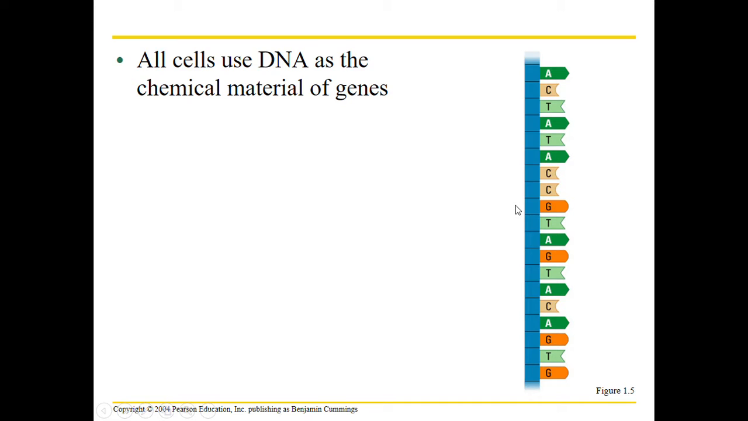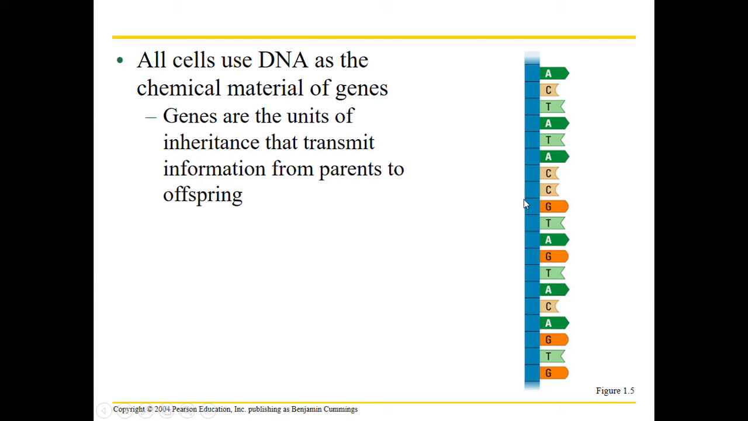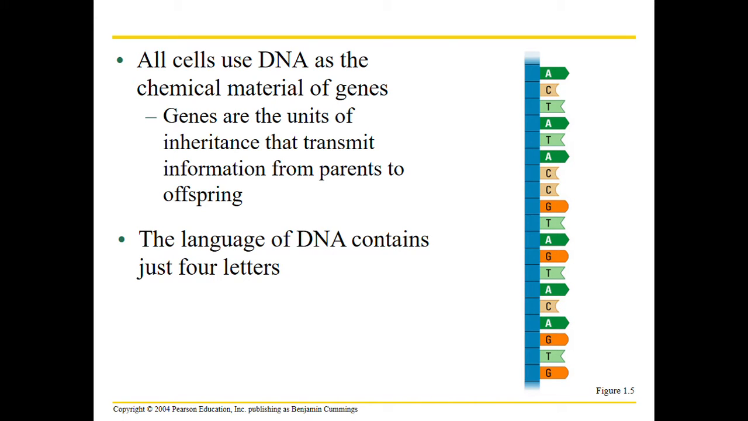All cells use DNA as the chemical composer of genes. What are genes? They're units of inheritance that go from parents to offspring, to their offspring, and so on and so forth. And the language of DNA contains just 4 letters, A, G, C, T: adenine, guanine, cytosine, and thymine. We will talk about these a lot in our DNA chapter, so I will just touch on them.